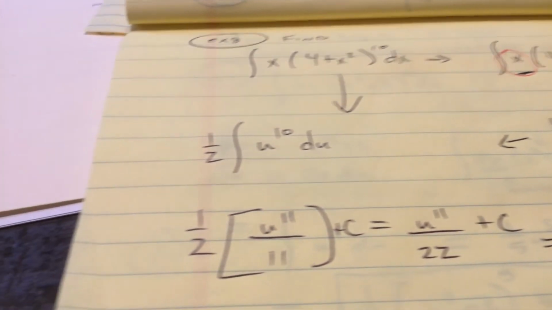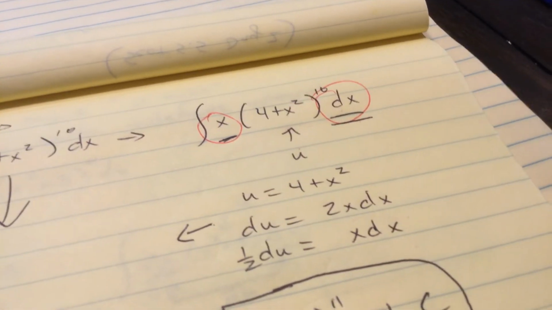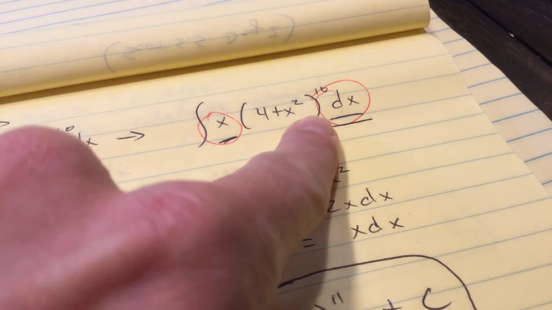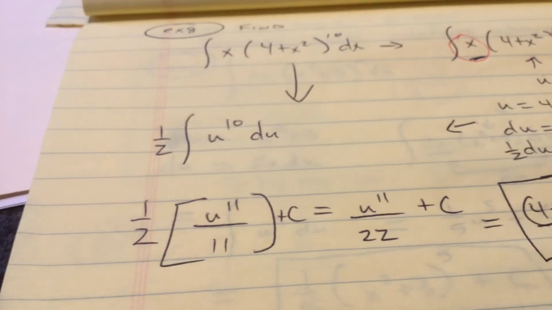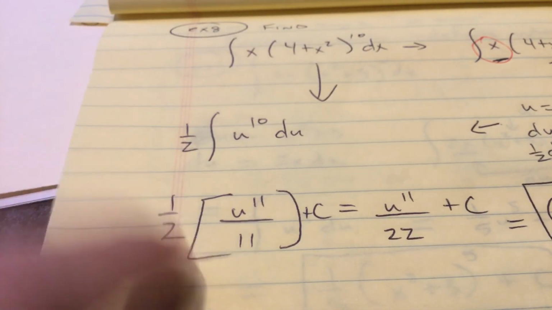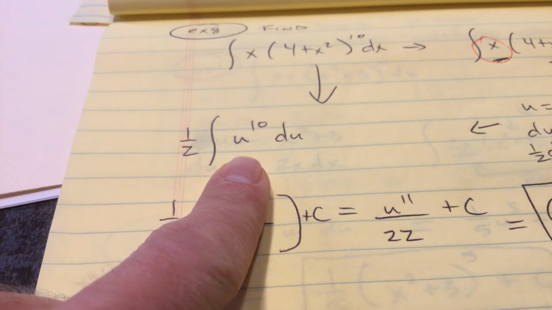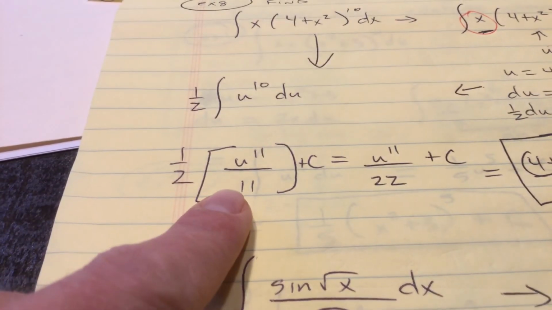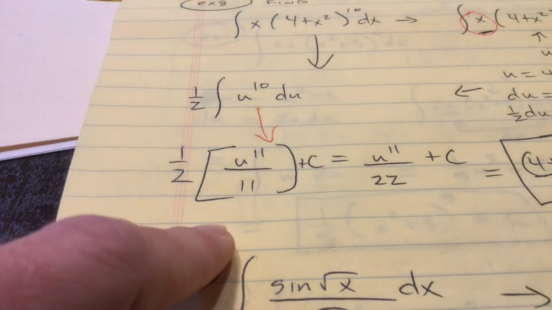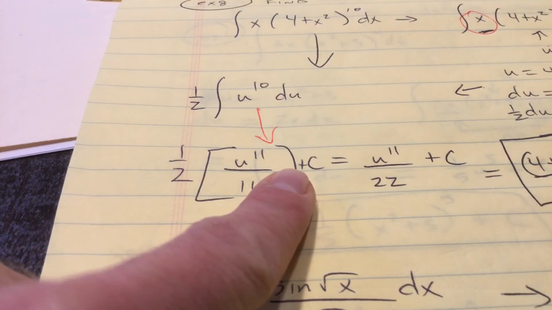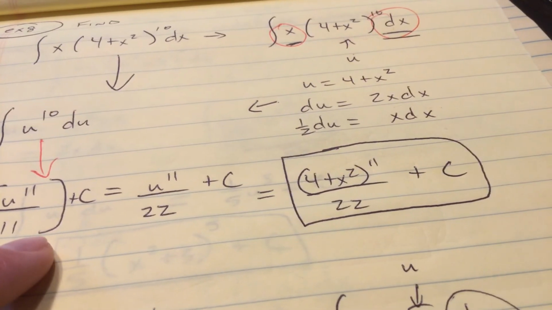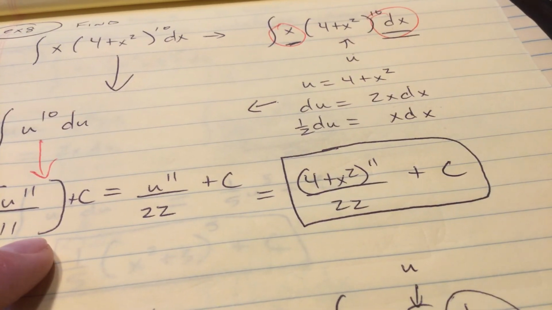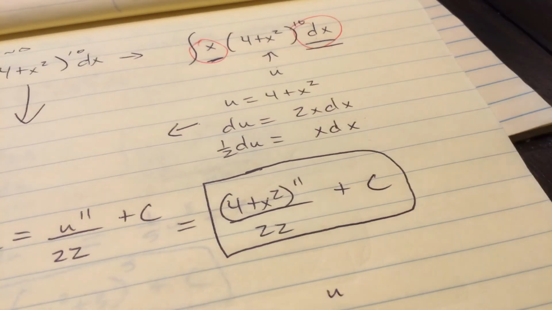So I'm going to have a 1/2 on the outside, and what was I doing to u? Remember, u was 4 plus x squared. I was raising u to the 10th power. All right, just take the antiderivative of u to the 10th, one power up, divided by the new power, plus c. It's going to be u to the 11th divided by 22, but what was u? u is 4 plus x squared. Raise it to the 11th divided by 22, plus c.